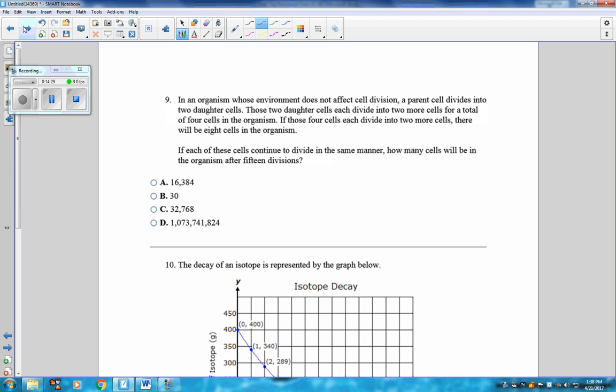after 15 divisions? So anytime that we're doubling our cells, because we start off with 1, then we go to 2, and then 4, and then 8, that means we're doubling. So I know this is going to be an exponential equation. For this problem, I'm going to use a sub n is equal to a sub 1 times r to the n minus first power.